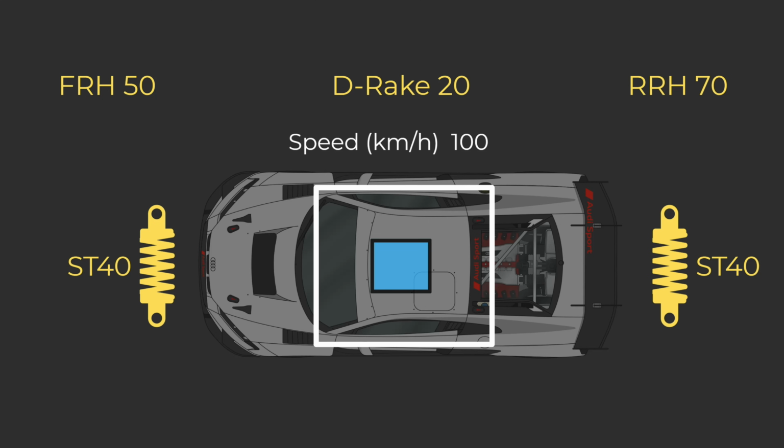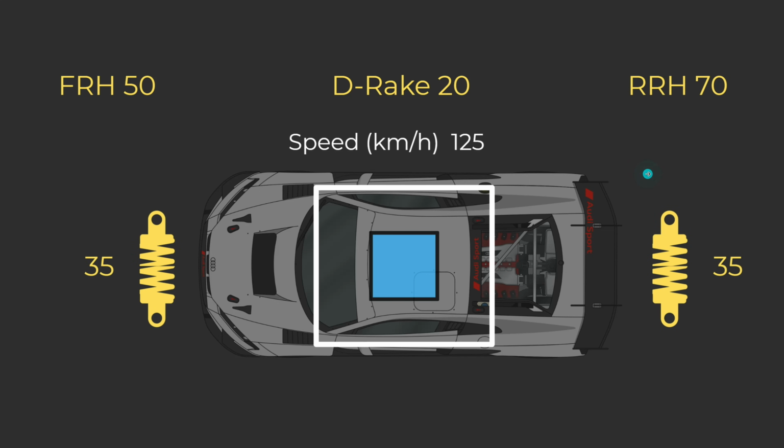I want to keep going with softer springs and stiffer springs, but now we're going to introduce the rake of the car, and we're going to introduce speed states. We're going to assume a rear ride height of 70 millimeters, a front ride height of 50 millimeters, and spring travel of 40 millimeters on the front and on the back. To understand aerodynamics from a really basic perspective, this is going to happen under different speeds.